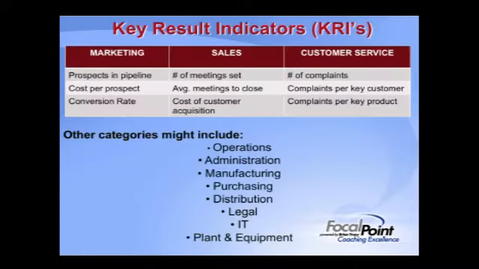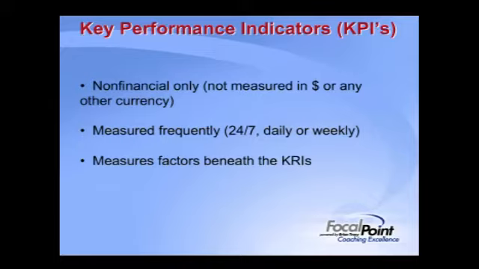Here are some examples of key result indicators. If your critical success factor is based on marketing, it might be prospects in the pipeline, your cost per prospect, or your conversion rate. If your critical success area is sales, maybe it's the number of meetings that are set, or the average meetings till you close the deal, or the cost of client acquisition. If it's customer service, maybe it's the number of complaints, or complaints per key customer, or complaints per key product. Other categories that could qualify as your critical success areas are operations, administration, manufacturing, purchasing, distribution, legal, IT, plant, and equipment. I'm zipping through this because we have a lot of coaching to do today.